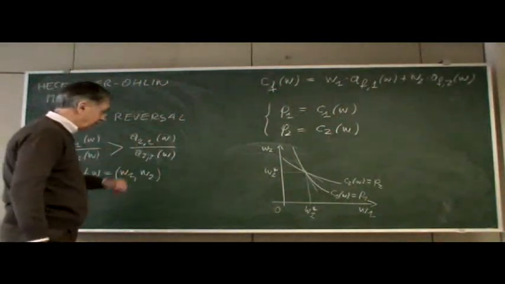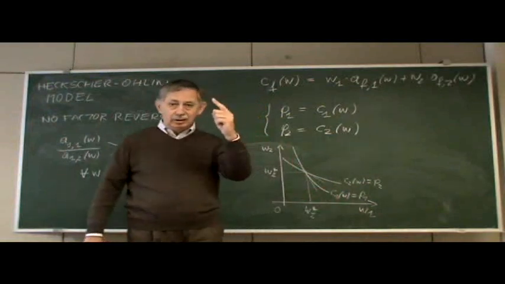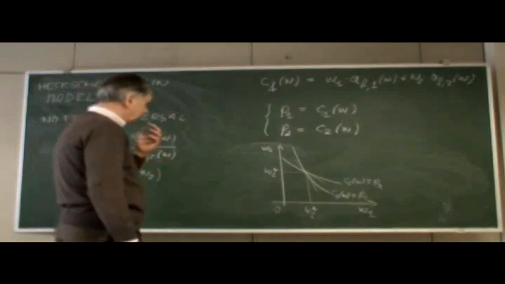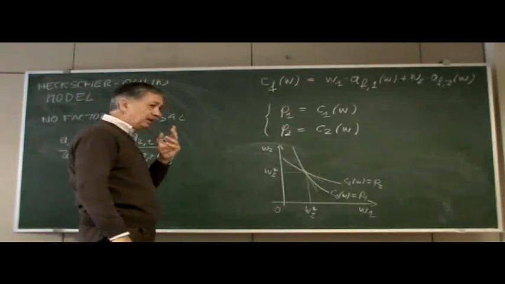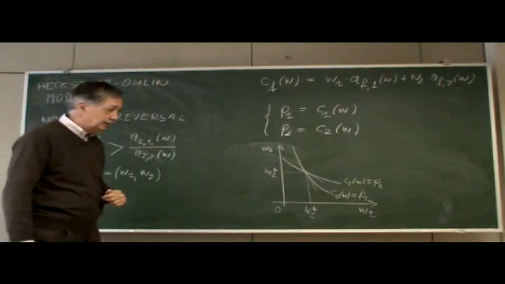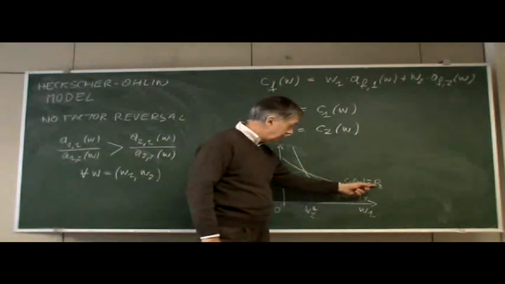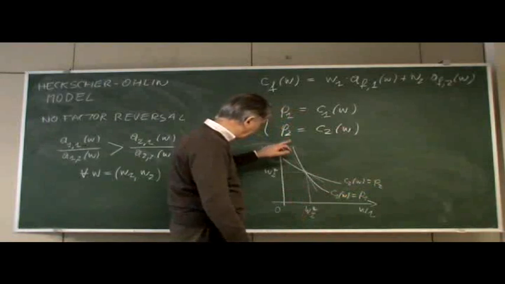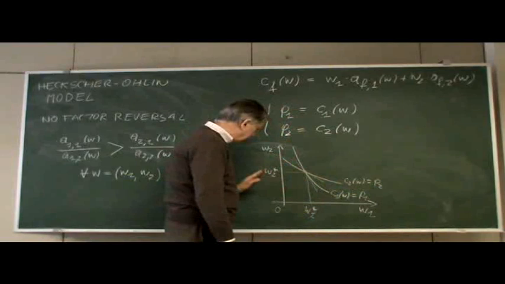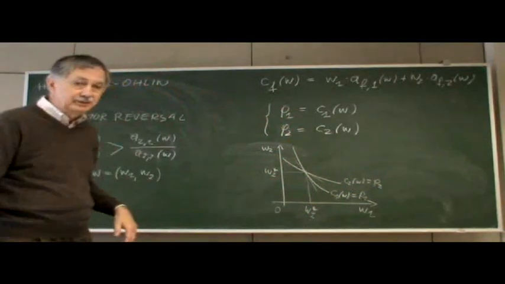This hypothesis guarantees us that our two curves have at most one intersection. So you obtain the following result, which is fundamental in the Heckscher-Ohlin model. Given, put attention, given the international product prices, and so given these curves, you uniquely determine the equilibrium factor prices.